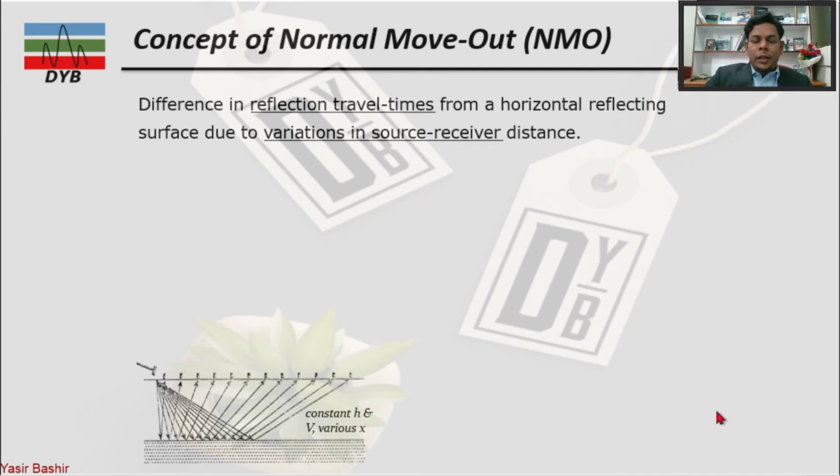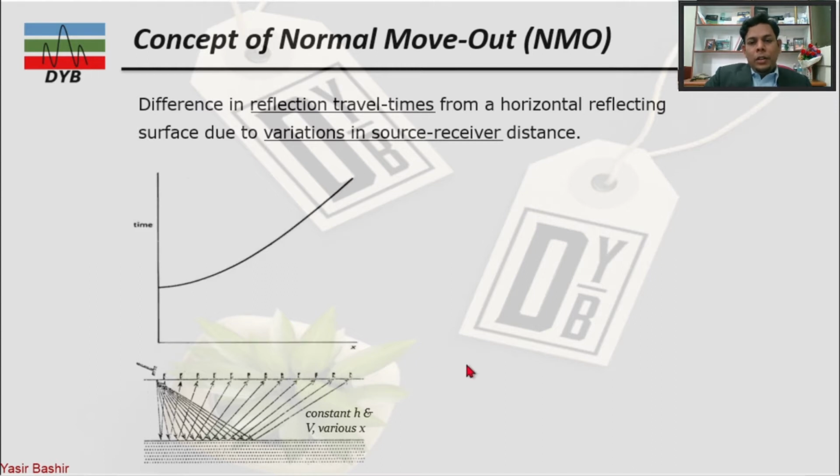Let's understand more about the NMO concept. It is the difference in the reflection travel time from the horizontal reflection and the surface due to the variation in the source and receiver distance. Let me explain with this figure. Let's say you have one source here, in the form of a hammer in this case, but normally in seismic acquisition we have vibroseis or dynamite. You have the source here and multiple receivers here. When you hit your hammer, the waves go inside, reflect from these reflectors, and come back to the receivers.